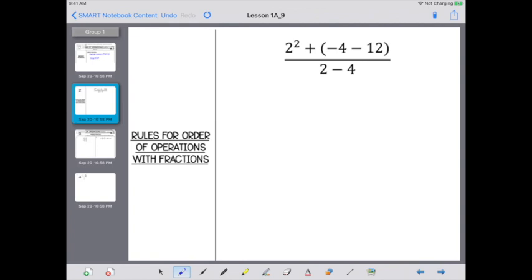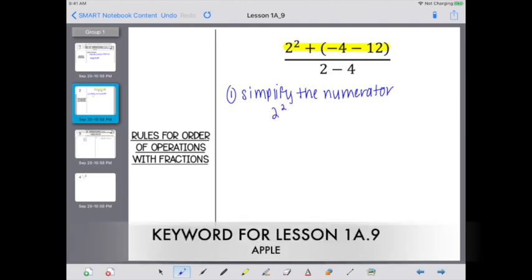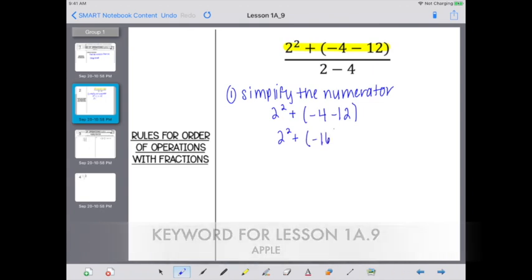So the first thing that we want to do is look at our numerator. So our first step is going to be to simplify the numerator. We're always following order of operations. So we have 2 squared plus negative 4 minus 12. We have to simplify our parentheses. We have negative 4 minus 12. It's going to give me negative 16.